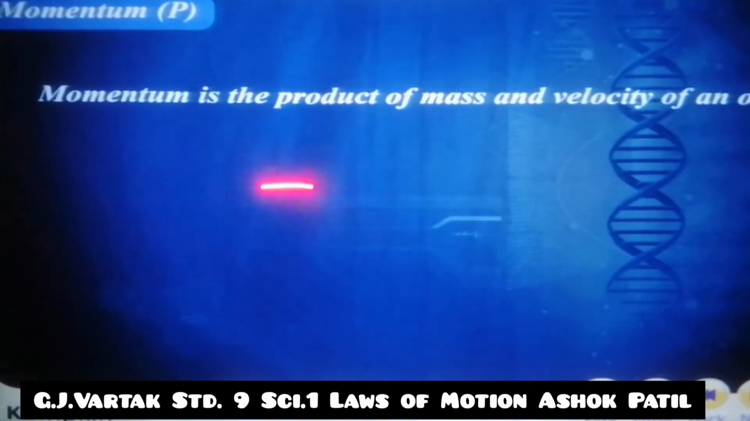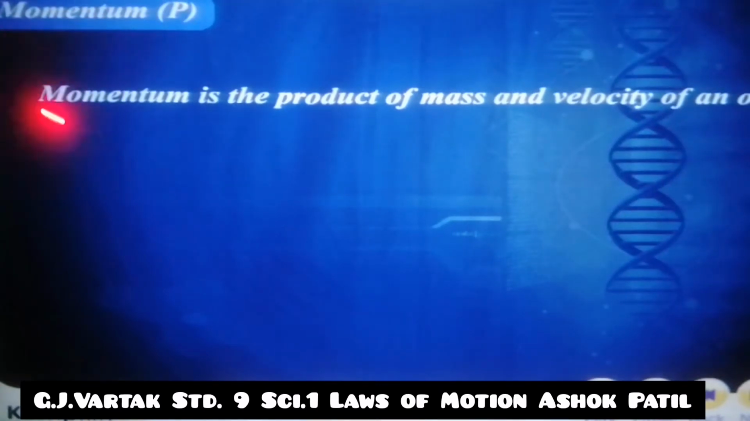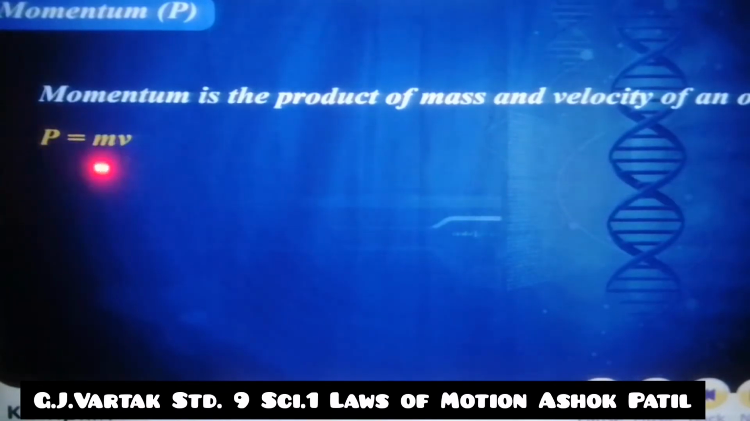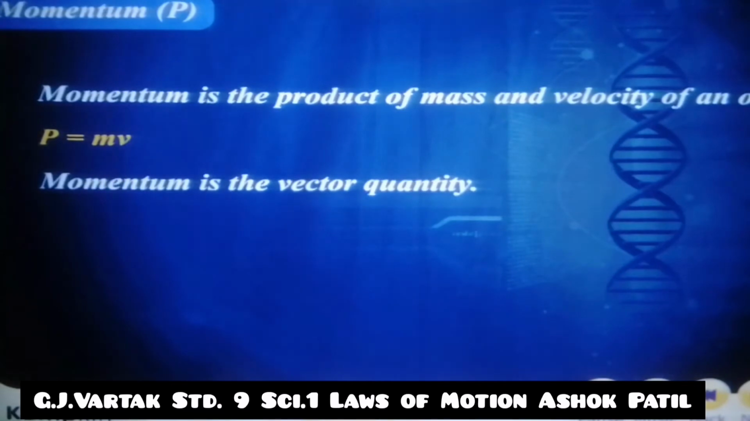The definition of momentum: momentum is the product of mass and velocity of an object. That is the momentum. P is equal to mv.